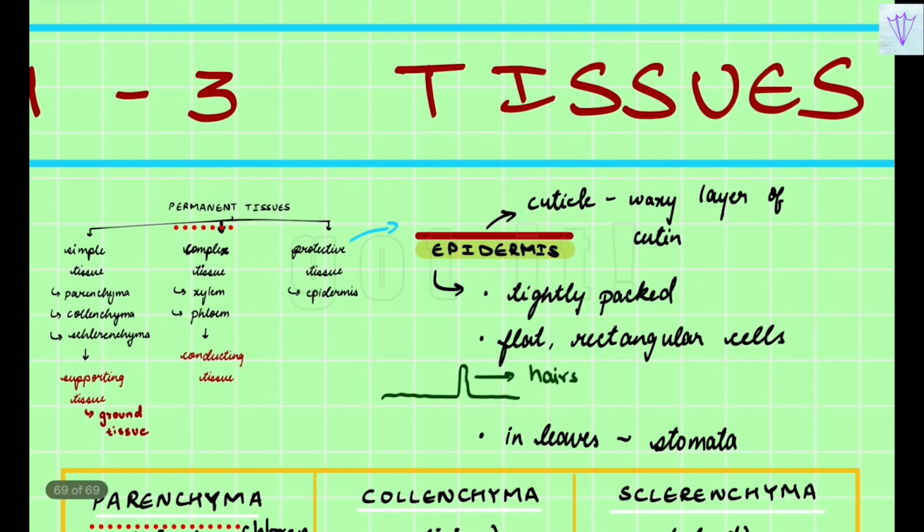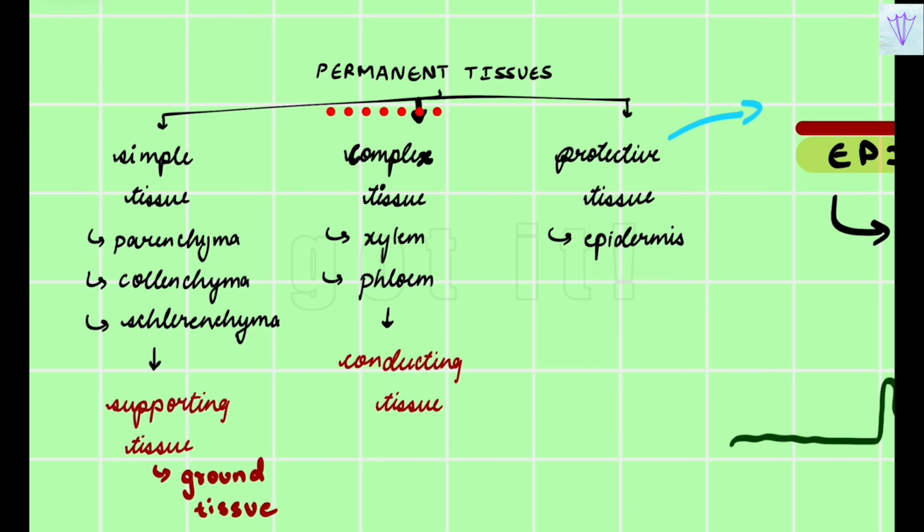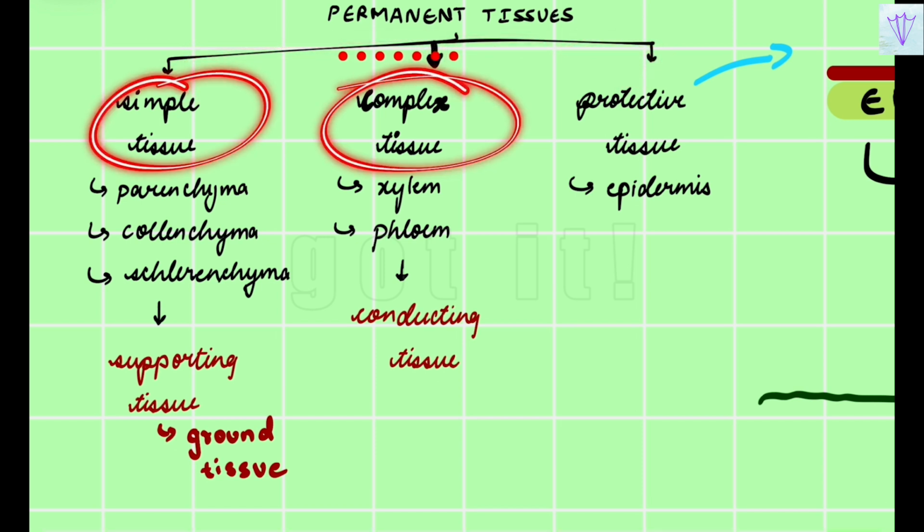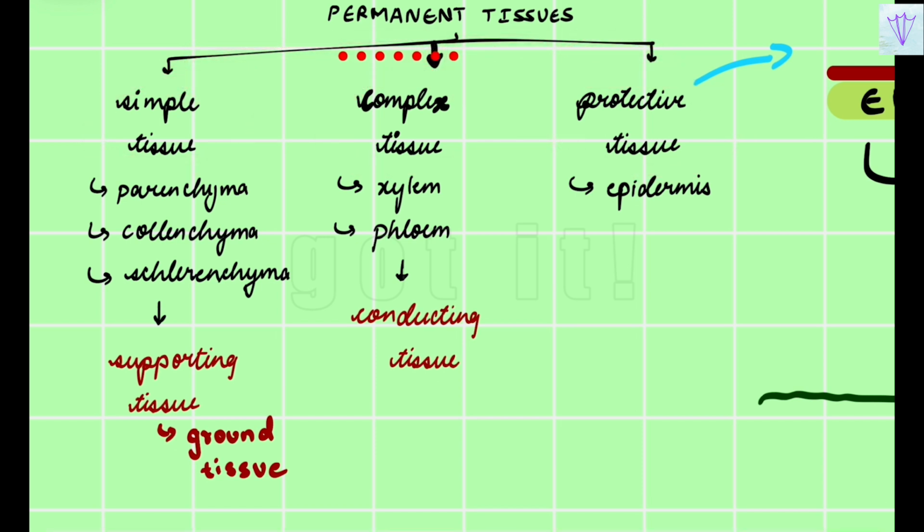Now speaking of these permanent tissues in much more detail. Permanent tissues can be of three categories: simple tissue, complex tissue, or protective tissue. In simple tissue, you will find Parenchyma, Collenchyma, and Sclerenchyma. In complex tissue, you will find Xylem and Phloem. Protective tissue will include the Epidermis.